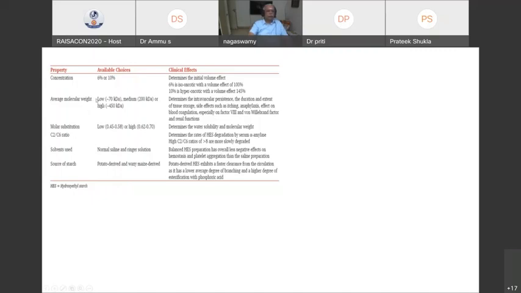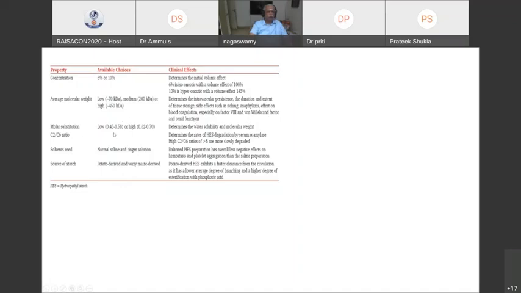Right, so average molecular weight: there is a low molecular weight of 70 kilodaltons, medium 200, or high 450. What you saw in the earlier picture was a 450 kilodalton molecular weight. It determines the intravascular persistence, the duration and extent of tissue storage, and side effects such as itching, anaphylaxis, blood coagulation, especially effects on factor VIII and von Willebrand factor, and renal function.